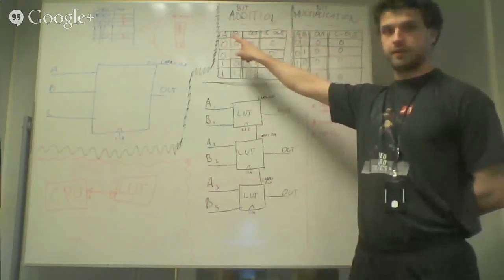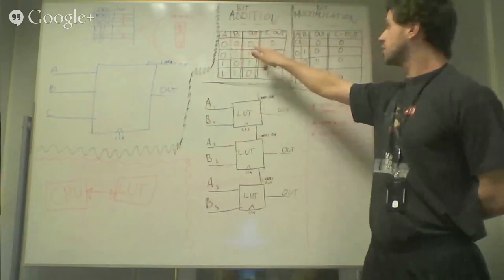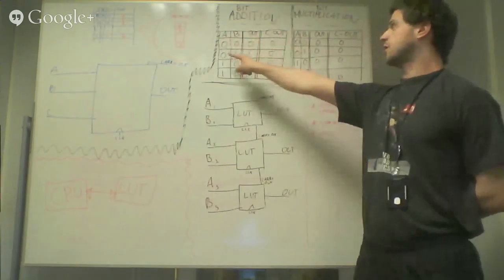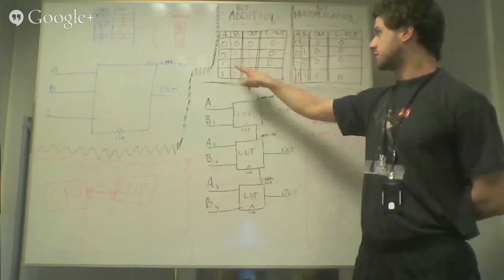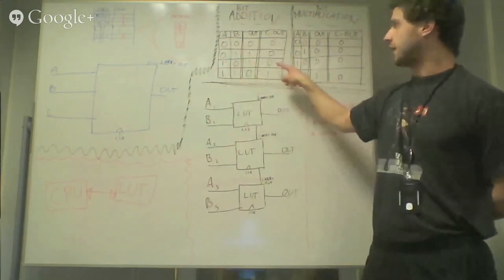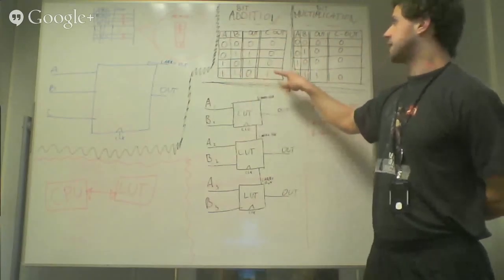If you add 0 and 0, you will get 0 and carry 0. If you add 0 with 1, you will get 1 and the carry will be 0. If you add 1 with 0, you will get 1 and carry 0. If you add 1 with 1, you will get 0 and 1 as carry.